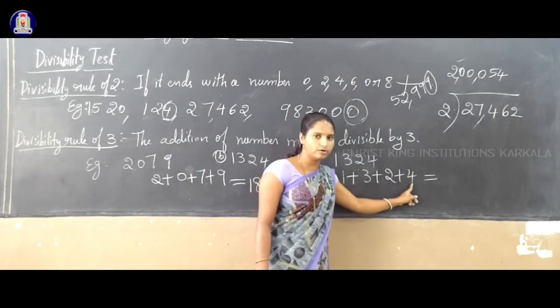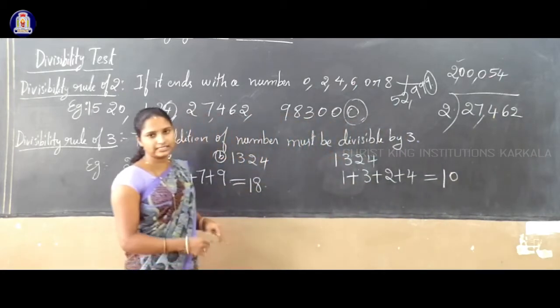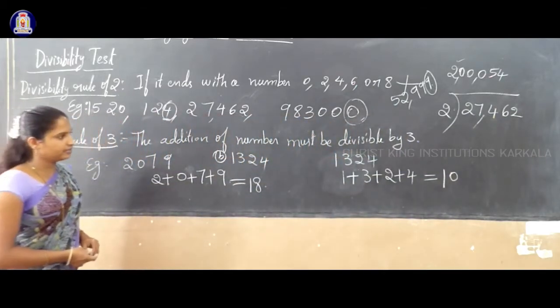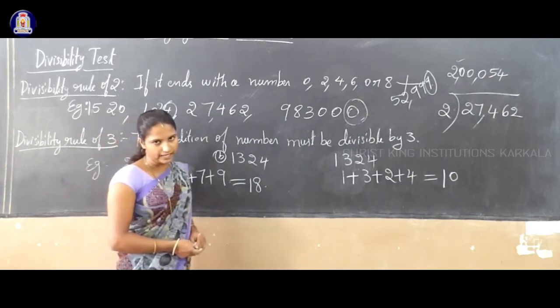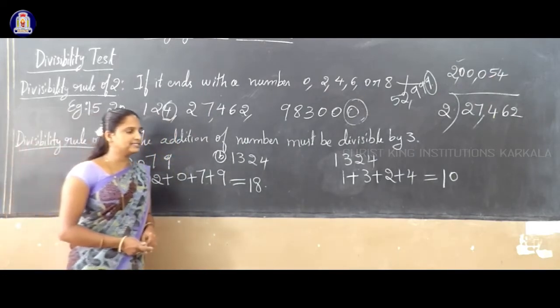6 plus 4, we get 10. So now see the number. The answer we got is 10. Now you have to see whether 10 is a multiple of 3. Is 10 a multiple of 3? No. 3 does not divide 10.